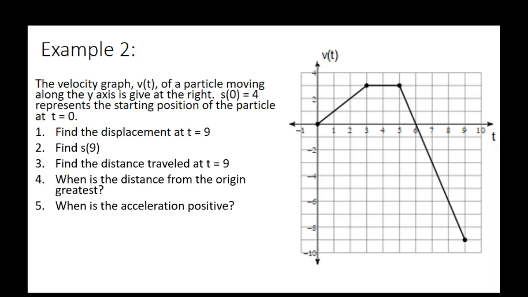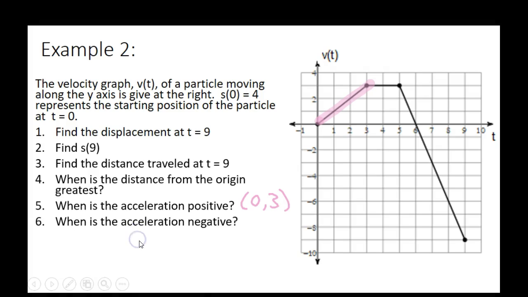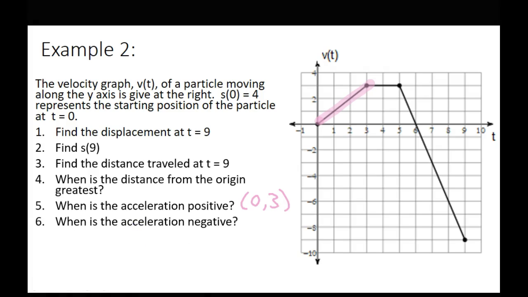When is the acceleration positive? Okay, so acceleration is the what? Velocity? The slope. When is the slope of this graph positive? There you go. So that's the answer. That's where the acceleration is positive, from 0 to 3. All right, so therefore, where is the acceleration negative? All the way to 9. 5 to 9. Okay. All right, next question.